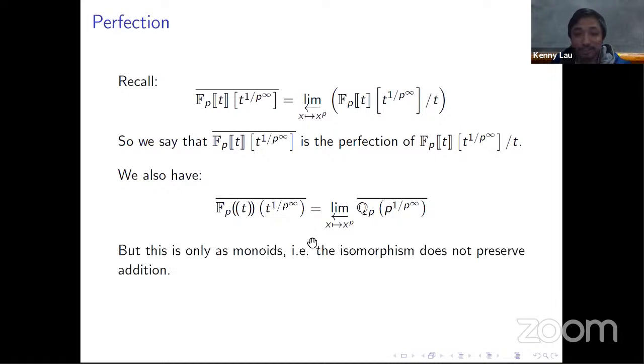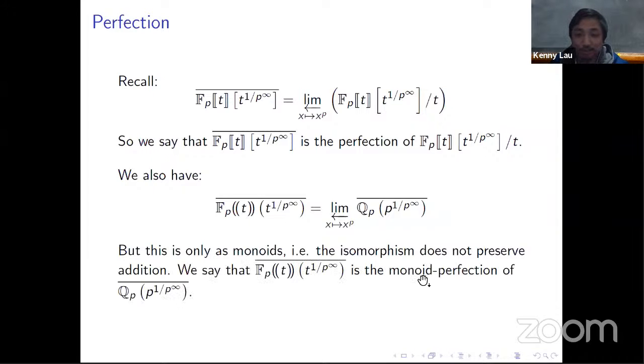So in Lean, we call this a monoid perfection because this P's power map is a monoid homomorphism. It preserves multiplication, it doesn't preserve addition. And in Lean, I've chosen to use the word monoid perfection. It's monoid dot perfection in Lean. And so any tilde is a sort of perfection.